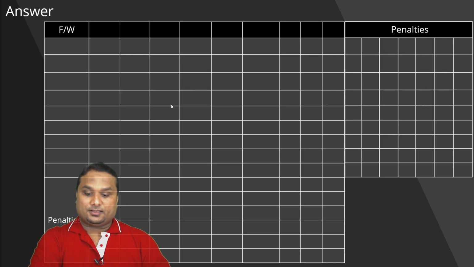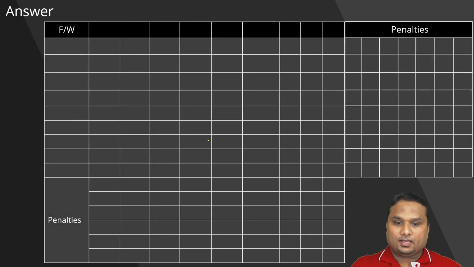Now I'm going to solve the answers for this question. It is a very big question actually, and it requires space management. For solving this question, space management is one of the very important things. We have factories and warehouses. This is our factory F1, F2, F3, F4, and these are our warehouses W1, W2, W3.